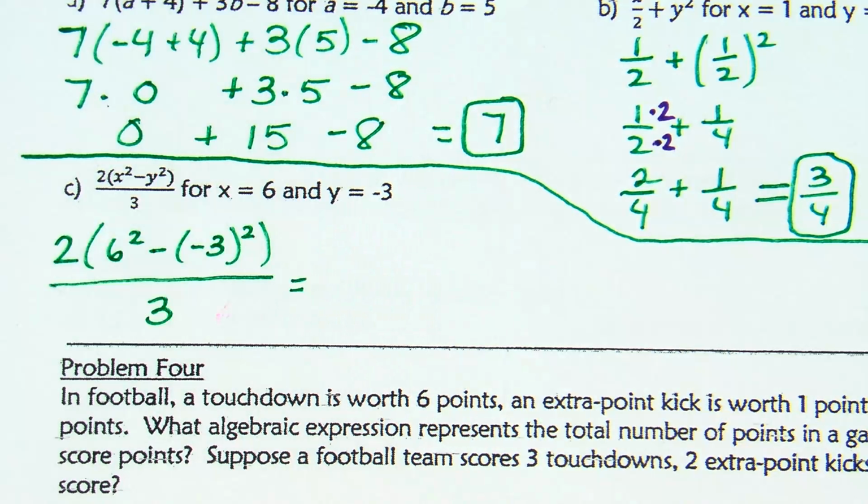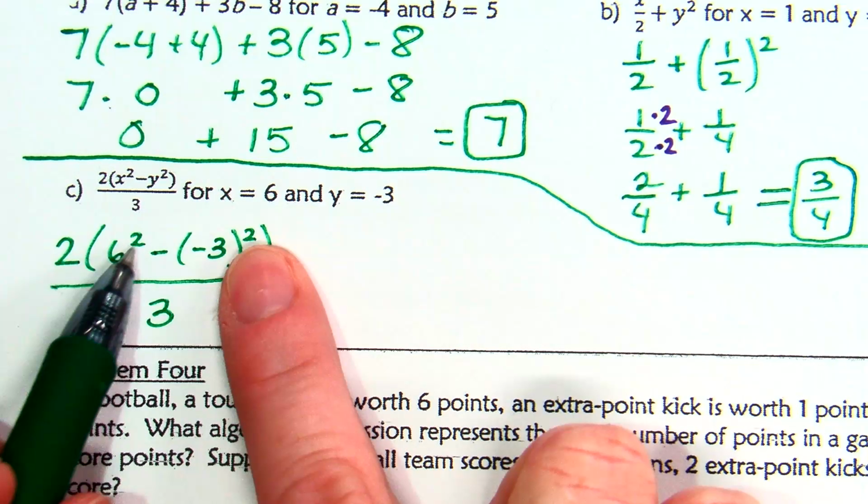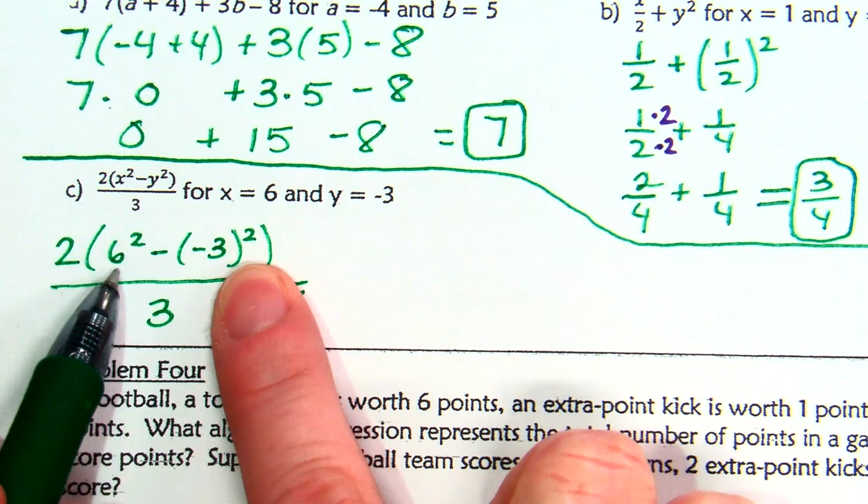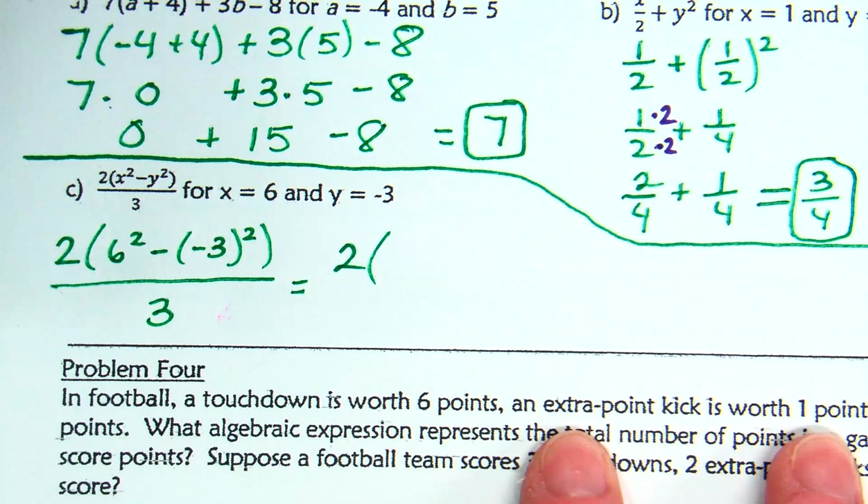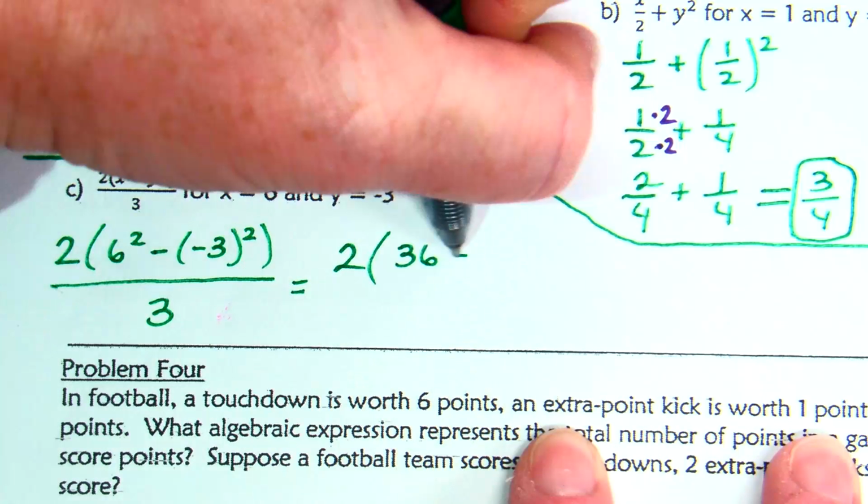Where do we start? We do the parentheses first. Officially, we have to do everything in the parentheses. As I look in the parentheses, there's parentheses. What has to be done in the parentheses? We have to do our squares, right? Yes. And so my 2 out front's going to stay. 6 squared is 36. Now, notice what I'm going to do. It's minus, what's negative 3 squared? 9. It's 9, because a negative times a negative is going to be a positive.